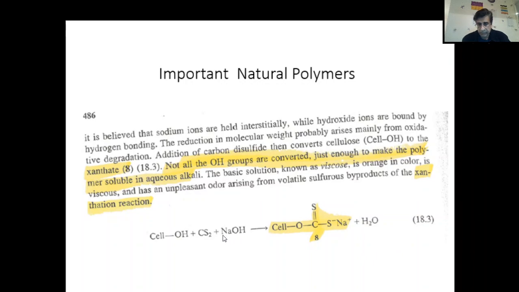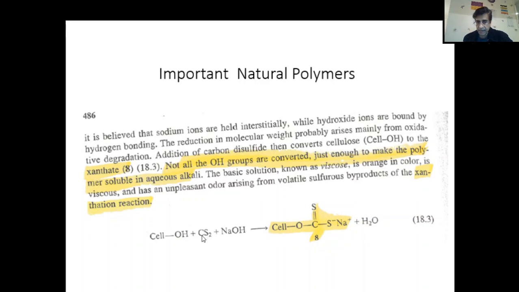And then here you take this one and put in sodium hydroxide, and also you put in carbon disulfide. Okay, and then the product which is obtained from here is called xanthate, or say viscose. That is why this process is called the xanthate process or viscose process. So how does this reaction take place?